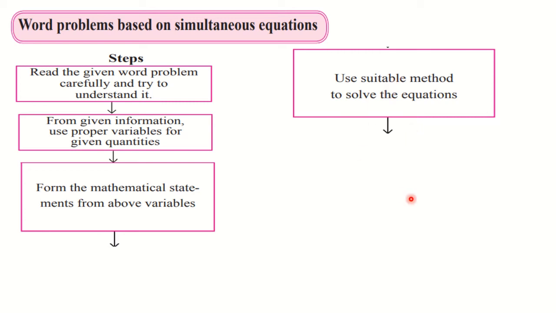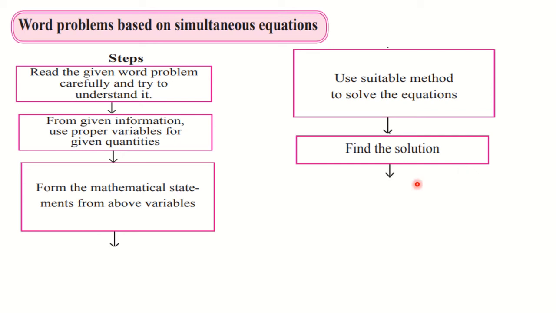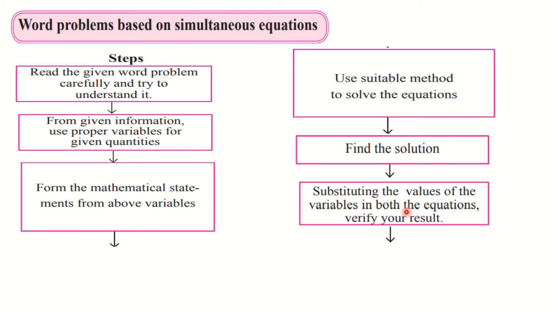Okay, why the word suitable method is used here? Because two methods are there. But here now, as I have said, one method is reduced. It is not there. You are going to use only one method to solve the equations. Then from that you are going to get the solution. That means two values you will get. And finally you have to write down the answer in the form of statement.